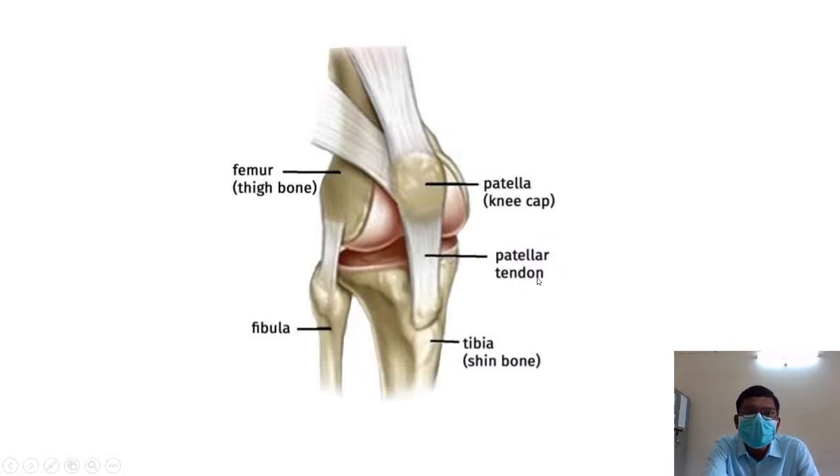This is the picture of the upper end of the tibia along with the knee joint. You can see the femur bone, and also this is the patella with the patellar tendon. Now you can see this patellar tendon getting inserted over the upper part of the tibia, over the Gerdy's tubercle. I will tell you what that is. And here you can also see the fibula.